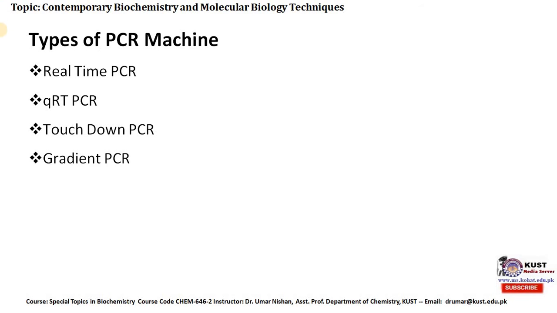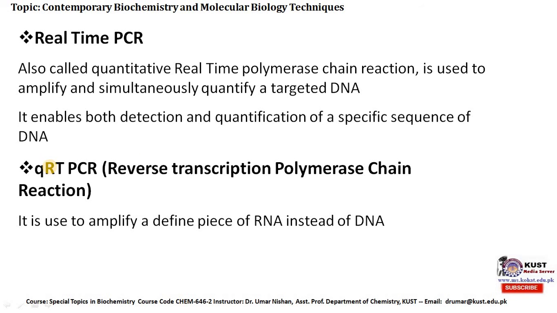So there are different types of PCR machines that we have. One is the real-time PCR, or the quantitative real-time PCR. Then we have touchdown PCR, we have gradient PCR. So there are different variations of these PCR machines.